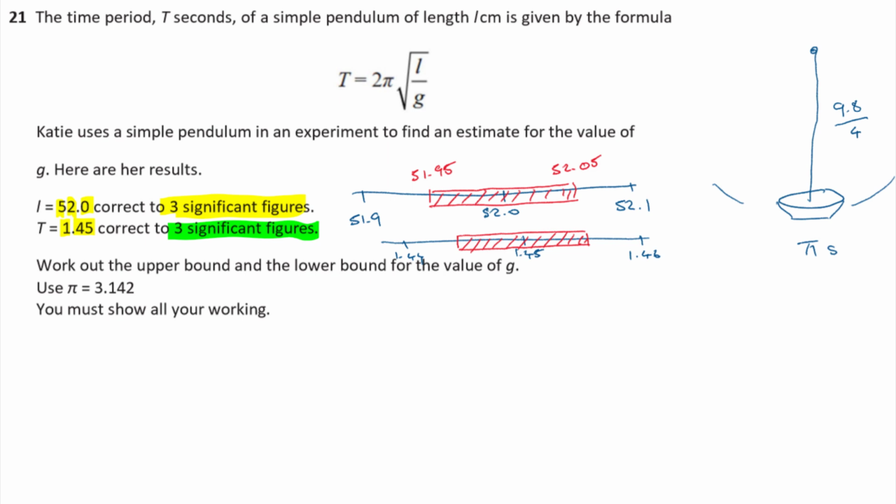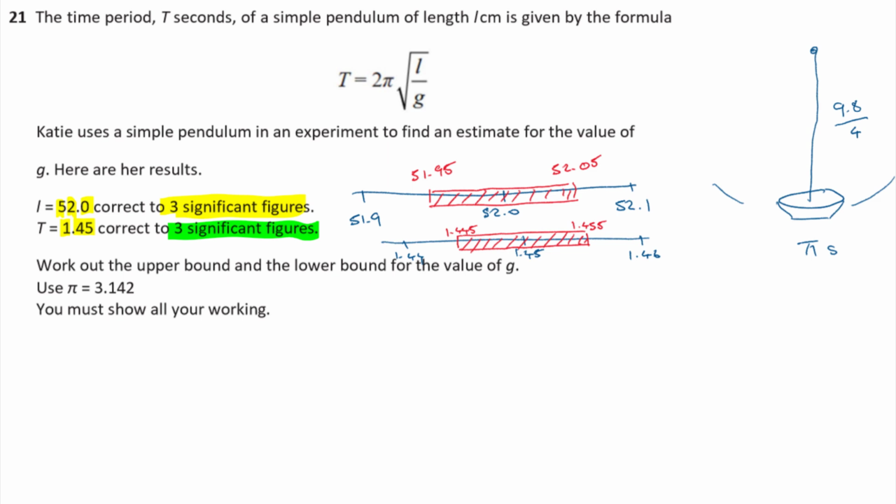Again, what are the upper and lower bounds of that then? Halfway between 1.44 and 1.45, that is 1.445, okay? And halfway between 1.45 and 1.46 is 1.455, okay? So that's my upper and lower bound for t, which is the time period in seconds, okay? So work out the upper and lower bound for the value of g. Use pi to be 3.142.